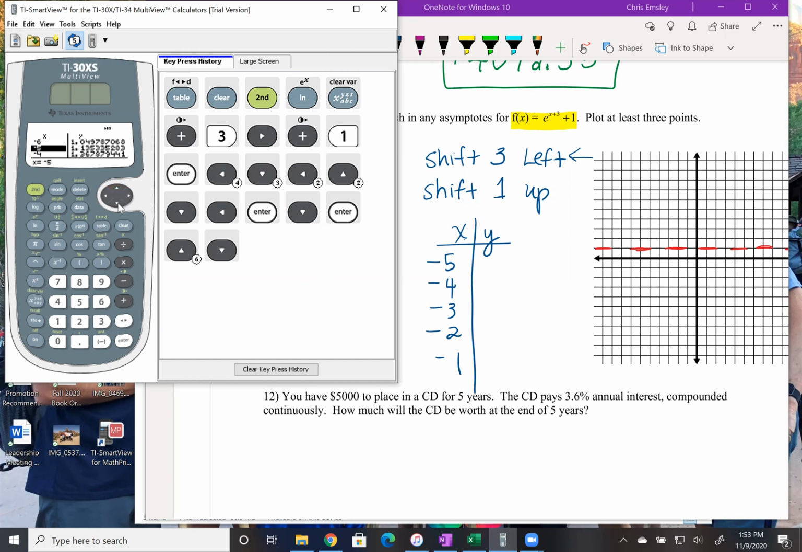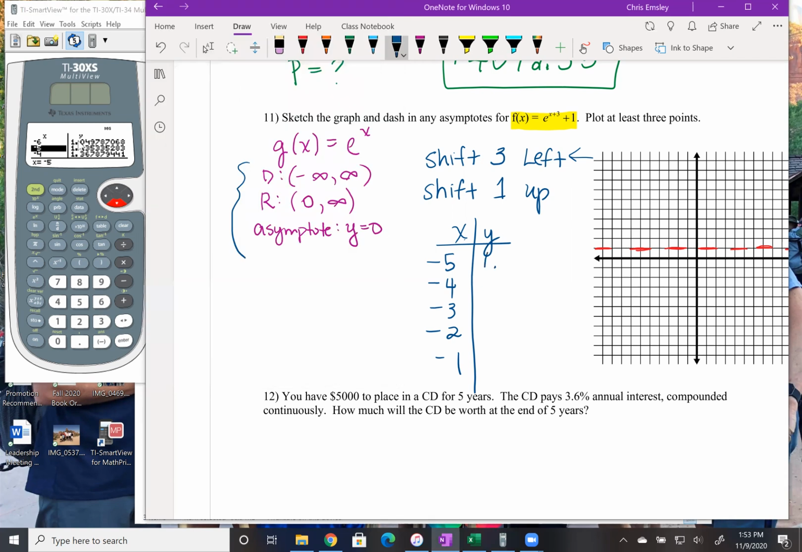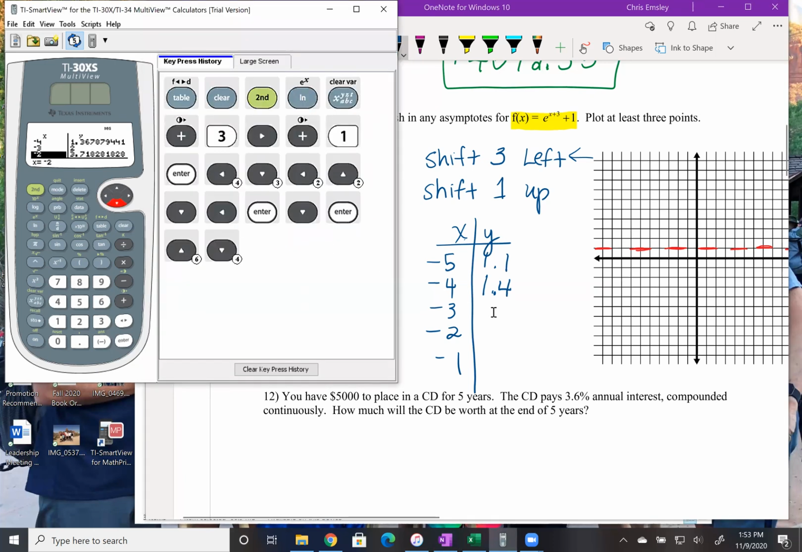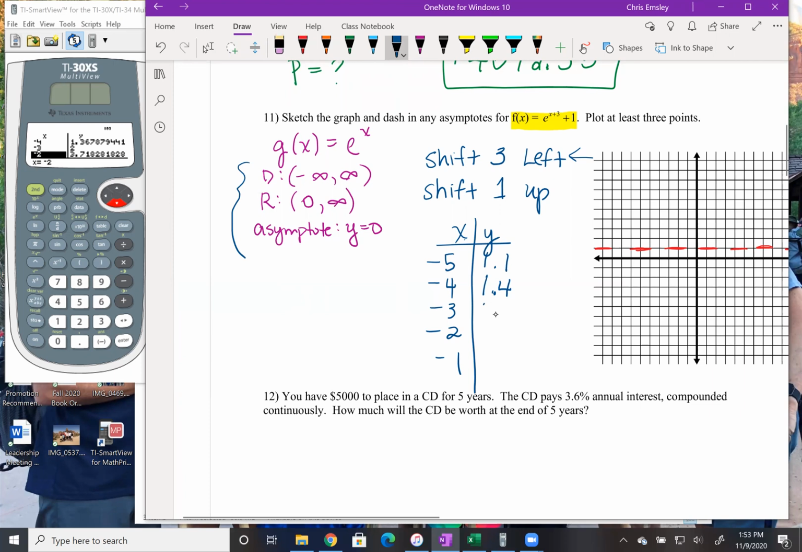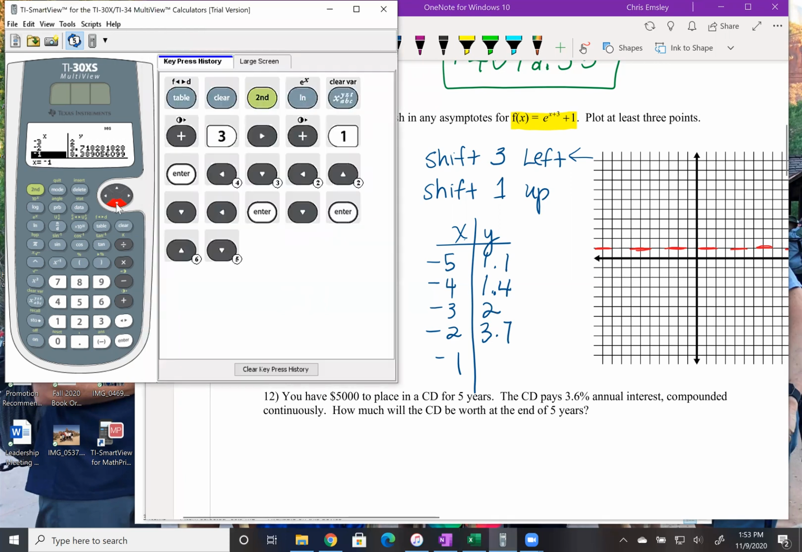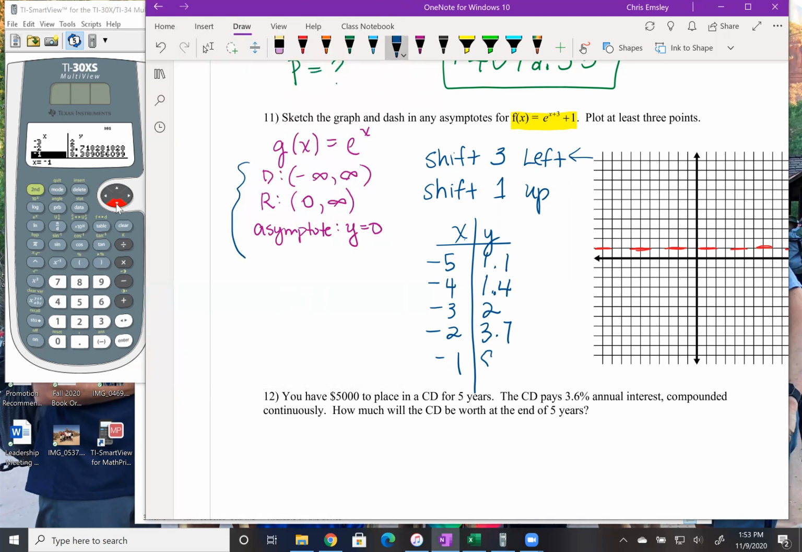So here, what I picked was -5, so I can read off the table. When I plug in -5, that is 1.1. It's got a lot of decimals there, but when we're graphing, really 1 decimal place is sufficient. For -4, we get a 1.36. I'm going to round that to 1.4. Use my arrow to go down a couple more. When x equals -3, we get a 2. When x equals -2, we get a 3.7. And when x equals -1, we get an 8.4.